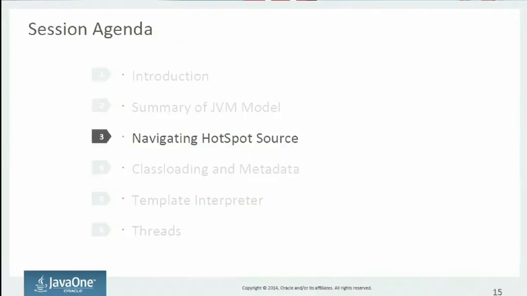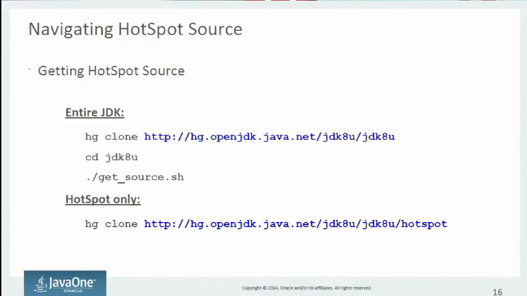Okay, so let's take a quick look at Hotspot Source. So Hotspot Source is kept on the java.net website, the OpenJDK, and if you're looking at Hotspot, you can choose to download the entire JDK. I personally recommend against that because there's just so much in there, a whole bunch of stuff that you're not going to need. You can, in fact, download Hotspot only, which is shown in the second line here. These are all Mercurial repositories, so those tools are readily available.